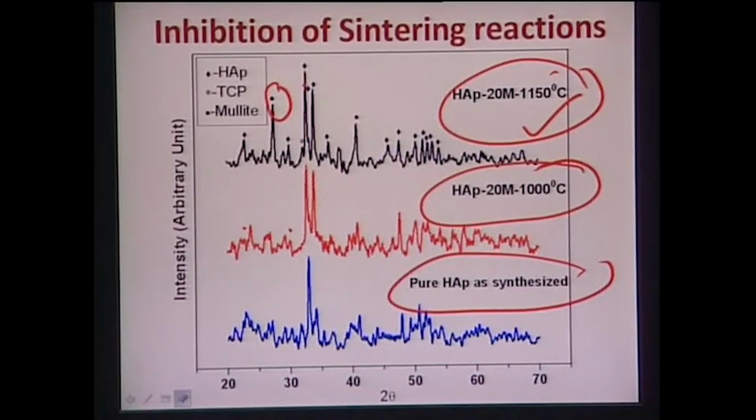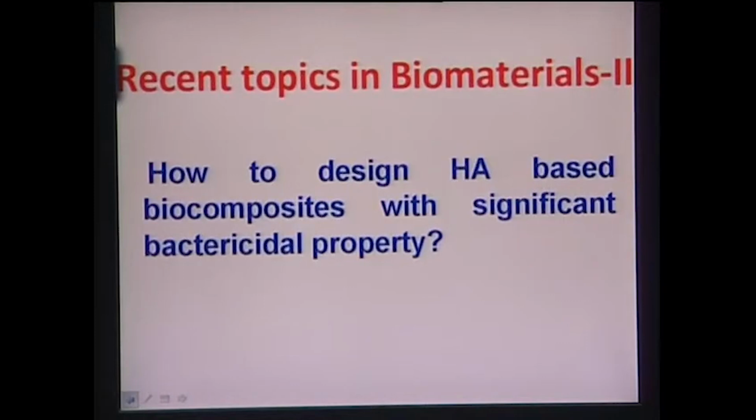So I think I'll stop here, and in the next lecture I'll start with hydroxyapatite based biocomposites, and how to design hydroxyapatite based biocomposites with significant bactericidal property.